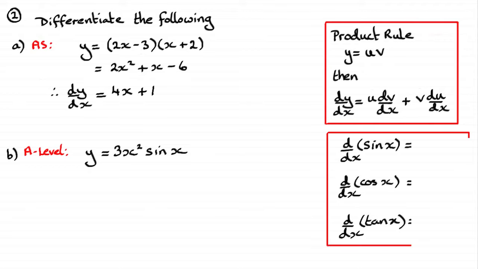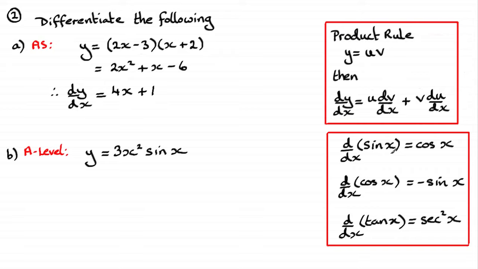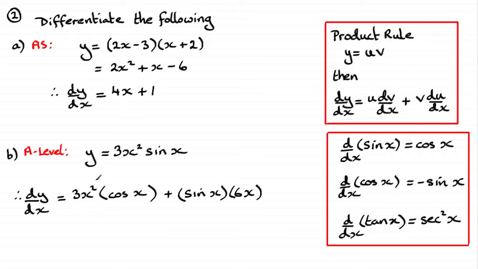So, here we go. If you're doing this, and by the way, just a reminder on differential of several trig functions. We're going to be using the differential of sine x in this one, which is cosine x. Okay, so if we differentiate this, I've taken one part, the 3x squared, times it by the differential of the other part. Differential of sine x is cos x, plus take the other part, sine x in this case, times it by the differential of 3x squared, which is 6x.